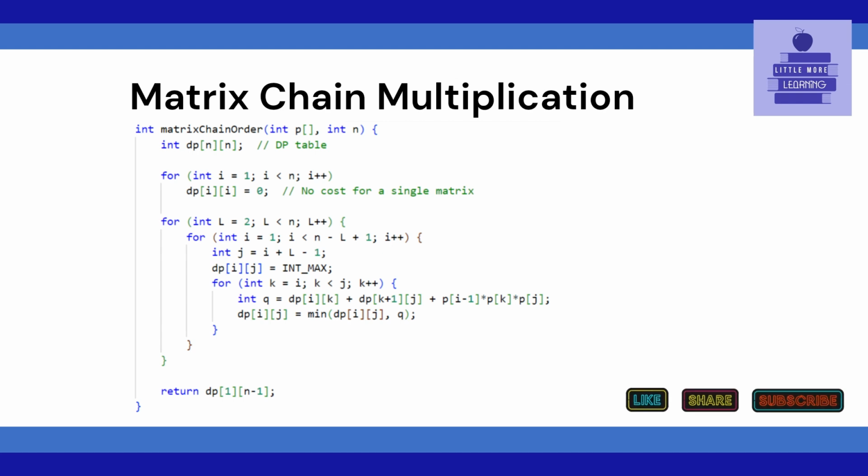In this C++ code, dp[i][j] calculates the minimum cost of multiplying matrices from index i to j by trying all possible positions k to split the product. The goal is to minimize the number of scalar multiplications.